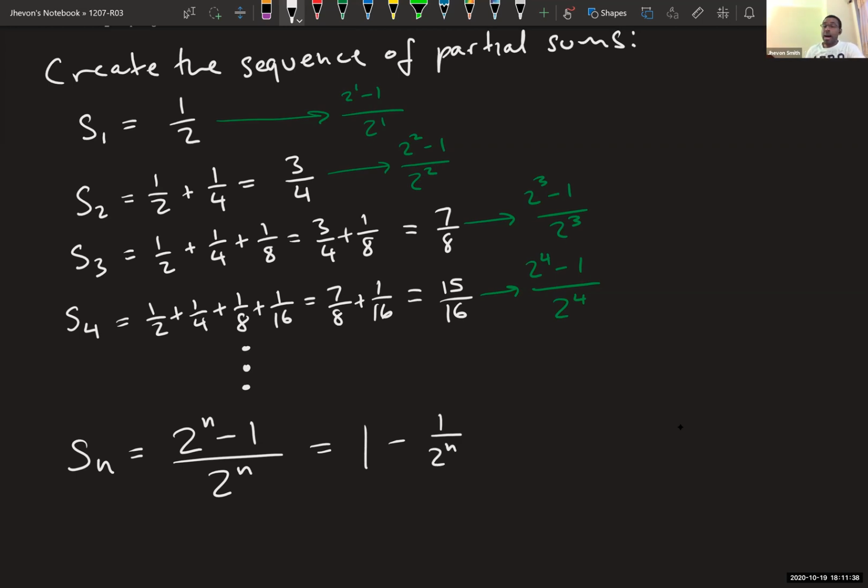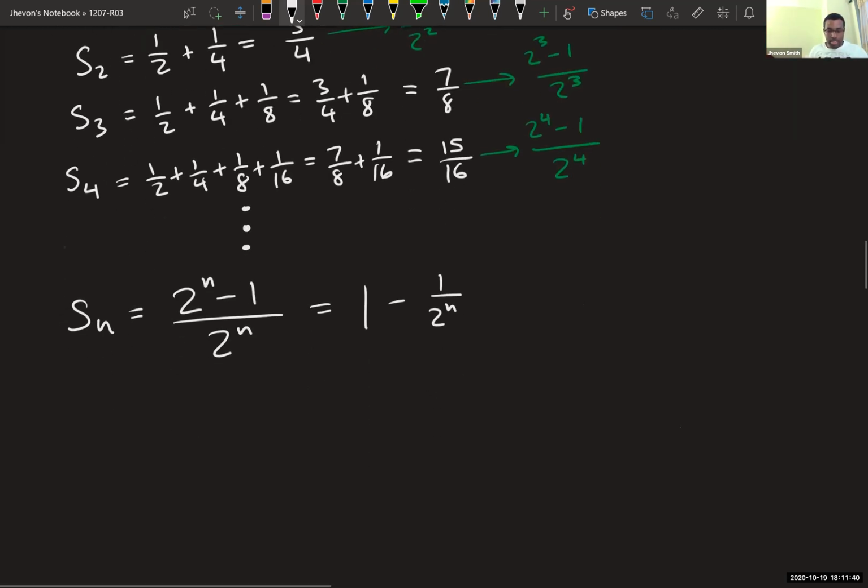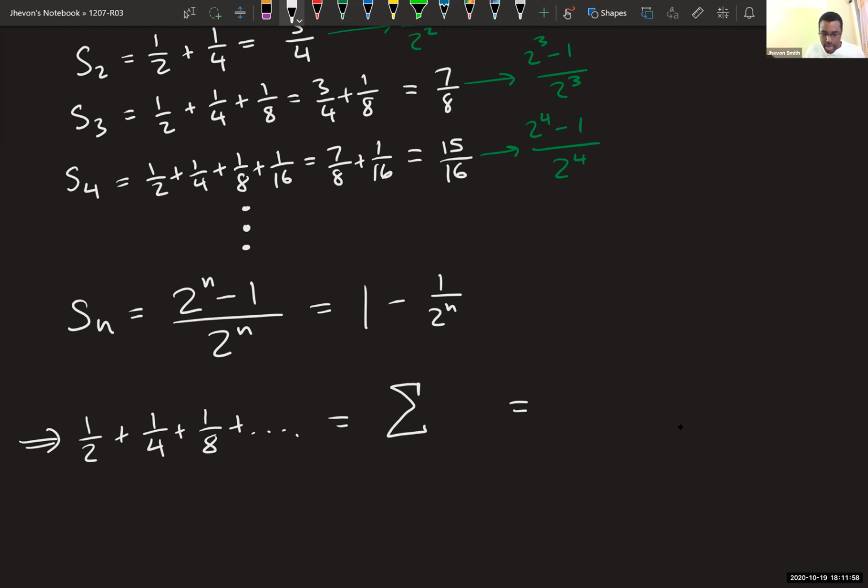All right, so now by our definition, basically, this means if I were to take 1/2 plus 1/4 plus 1/8 plus and so on, that is actually going to be equal to the series of, by the way, you can actually write that. Notice that each term here is also written as 1 over 2 to the n. This is like 1 over 2 to the 1. This is like 1 over 2 squared. This is like 1 over 2 cubed, etc.